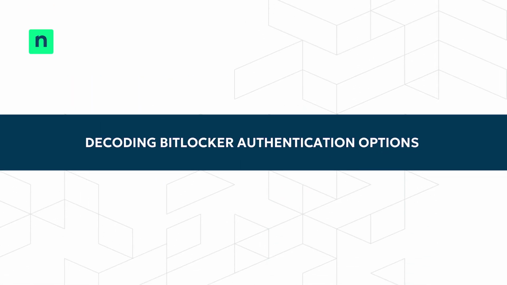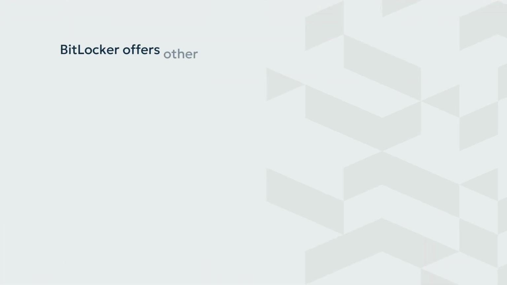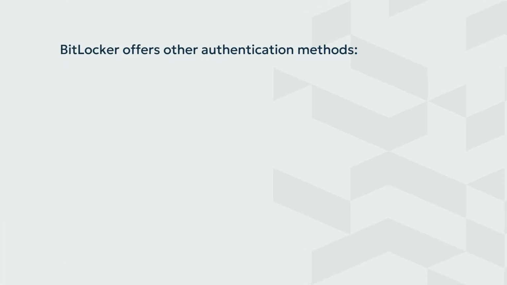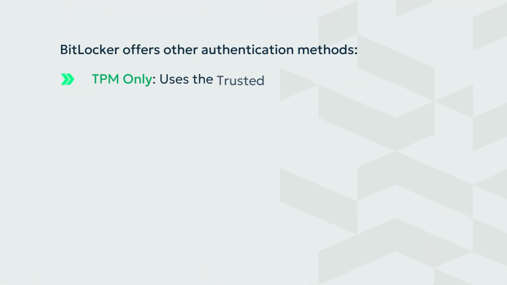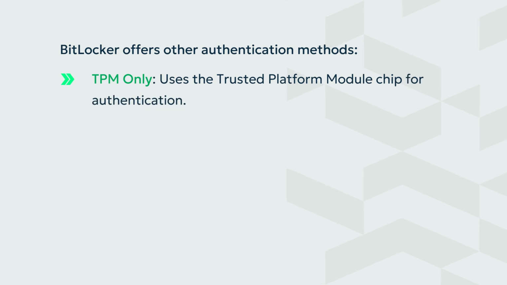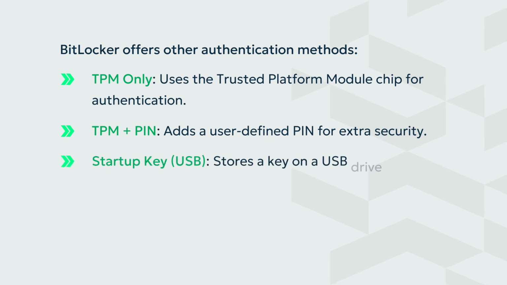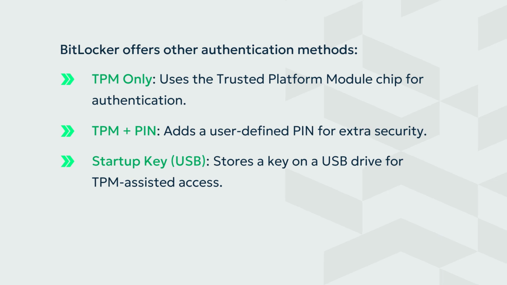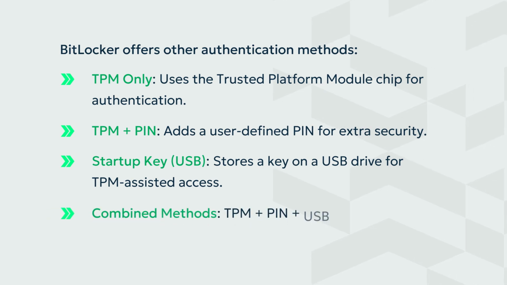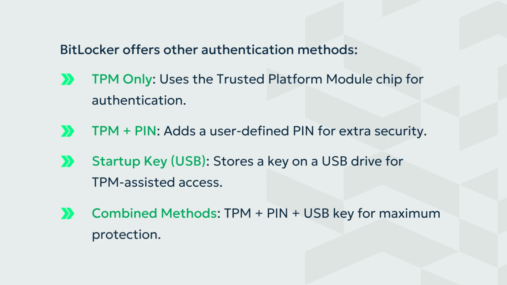Decoding BitLocker authentication options. Beyond the startup key, BitLocker offers other authentication methods. TPM only relies solely on the Trusted Platform Module chip. TPM plus PIN adds a user-defined PIN for an extra layer of security. The BitLocker startup key method uses a USB drive, allowing the TPM to handle automatic access. Combining these, like TPM, PIN, and the startup key, is recommended for optimal data security.